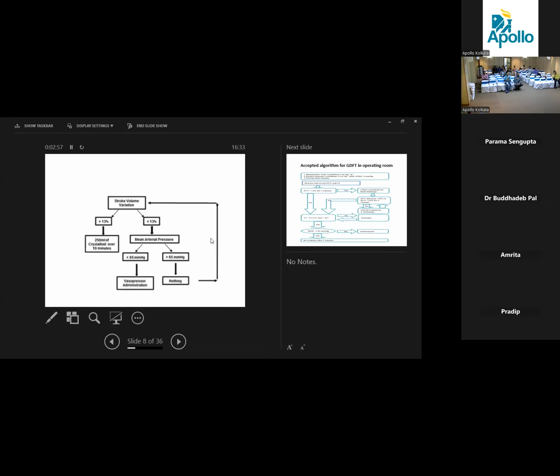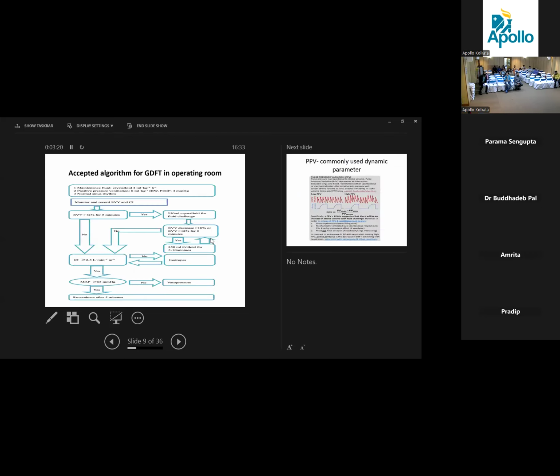So generally, this is the common algorithm which we follow. When the stroke volume variation is more than 13%, we generally say that it's fluid responsive, but if less than 13%, we look at the mean arterial pressure. If it's less than 65 millimeter of mercury, then instead of fluid, we should go early for vasopressor administration. This is the current algorithm followed for goal-directed fluid therapy in the operating room, but it was mainly developed for non-cardiac cases, for abdominal surgeries and all. No specific algorithm has still been devised for cardiac surgery.